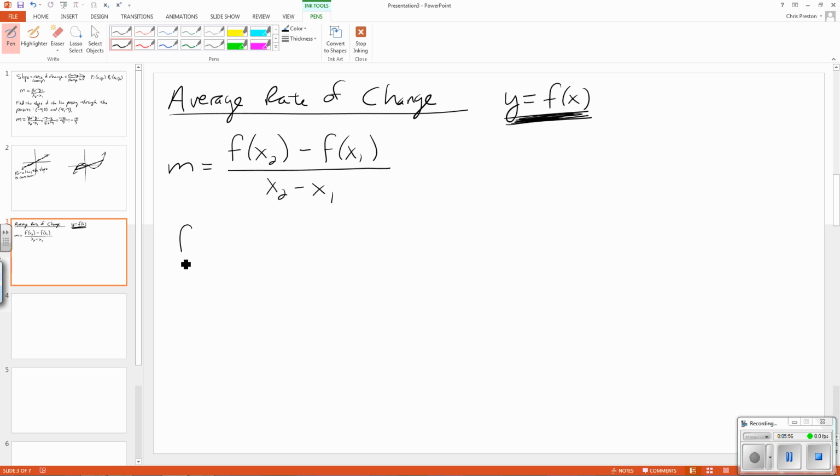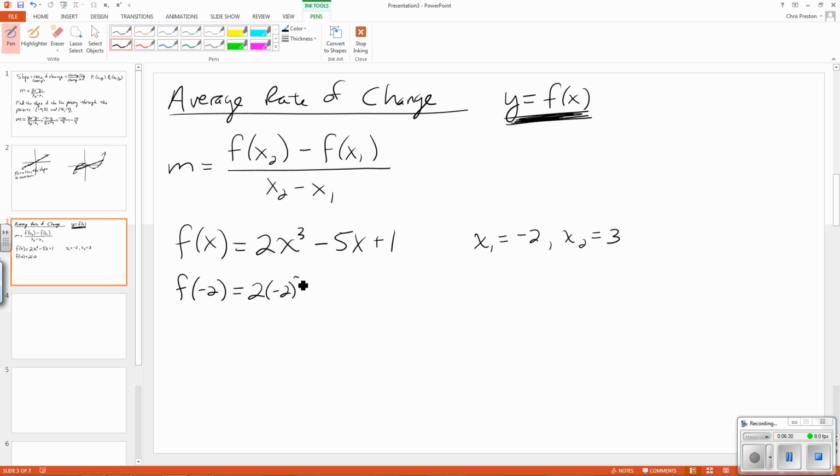So let's say they gave me a function, f of x equals 2x cubed minus 5x plus 1. And they want us to find the average rate of change when x1 is -2 and x2 is 3. Okay? So I'm going to start off by saying, what if x has a value of -2? So 2 times -2 cubed minus 5 times -2 plus 1.